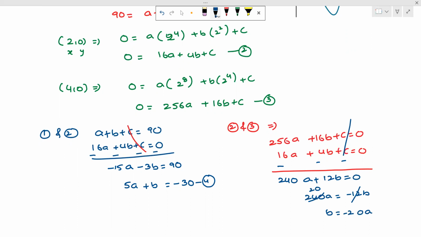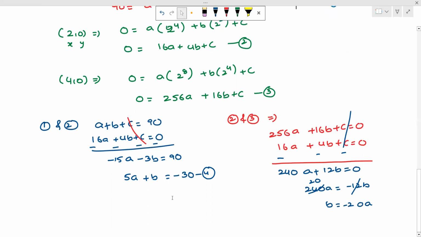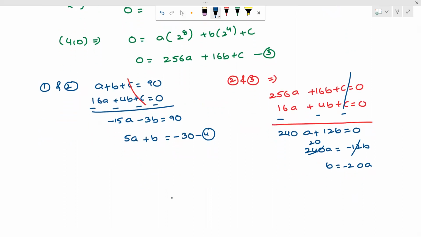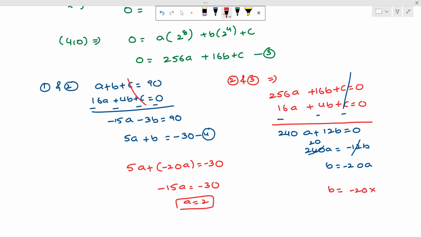This b value substitute in this, and you will be getting the a value. Now substitute in this: 5a plus b equals minus 30. So 5a minus 20a is minus 15a, which is minus 30. A will be 2. And what b value will you get over here? Minus 20 times 2, so b value will be minus 40.